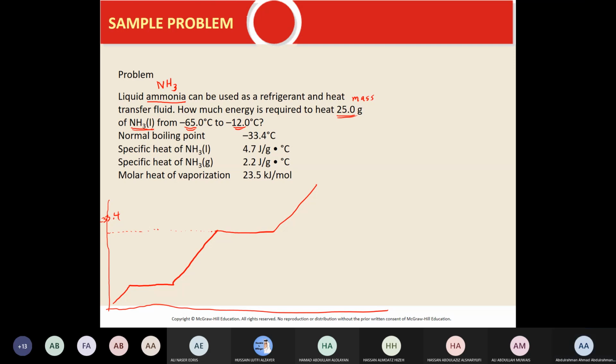Where are we to start with? At what point? Minus 65. Where is minus 65? Where should I put it? Here or here or here? Above the horizontal line, anywhere in here. That is minus 65. And then where am I going to go to? To the gas. I'm going to minus 12. Where is minus 12? Somewhere here. If I draw a line, this is minus 12. Clear?